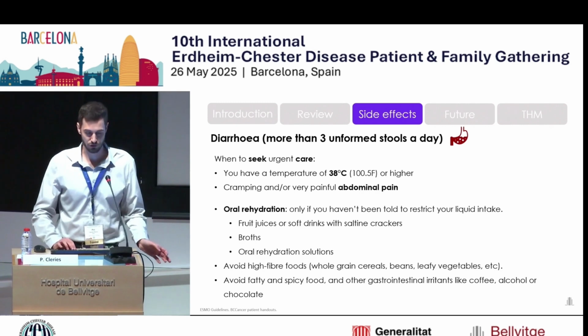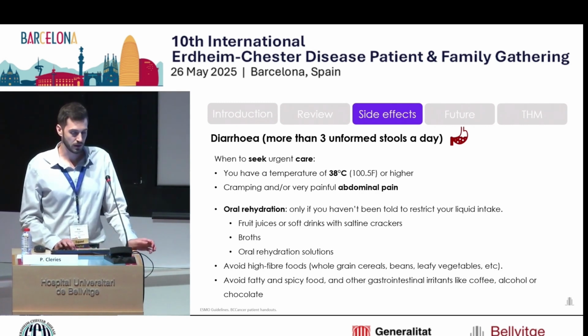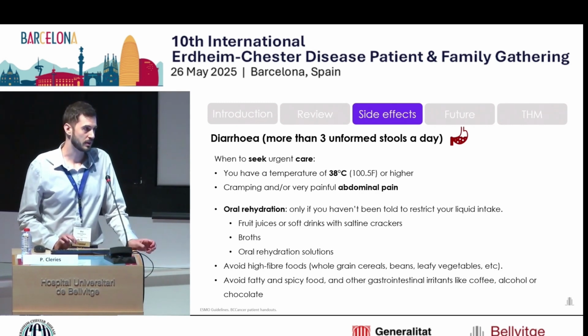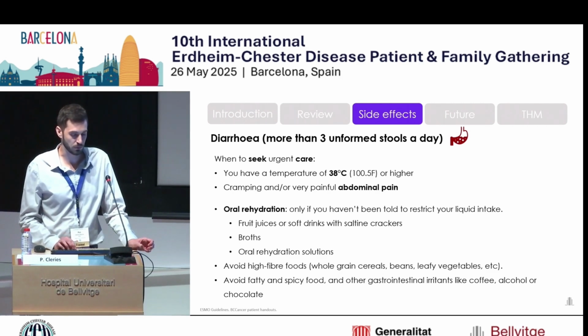Going to the gastrointestinal tract, if we're experiencing diarrhea, you need to know that you should seek urgent care if you have a high fever or if you have very painful abdominal pain. Otherwise, oral rehydration works wonders for that, but only if you haven't been told not to increase your liquid intake. Drinking broths, fruit juices, soft drinks, anything like that should do well. Avoid vegetables or high fiber foods, as well as fatty and spicy food, which could be irritant to your stomach.